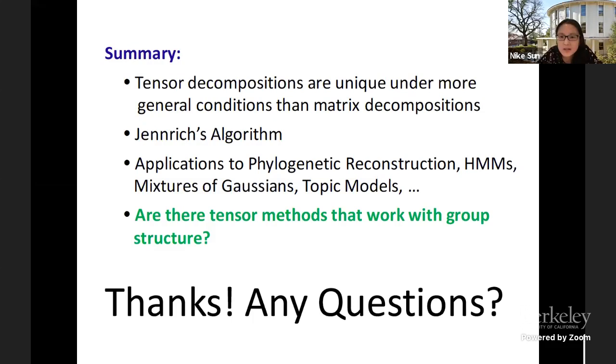Maybe I can ask a question. So Jennrich's algorithm, the tensor has to be of rank at most n, I guess. Is there some simple modification of it that does well for slightly above n?